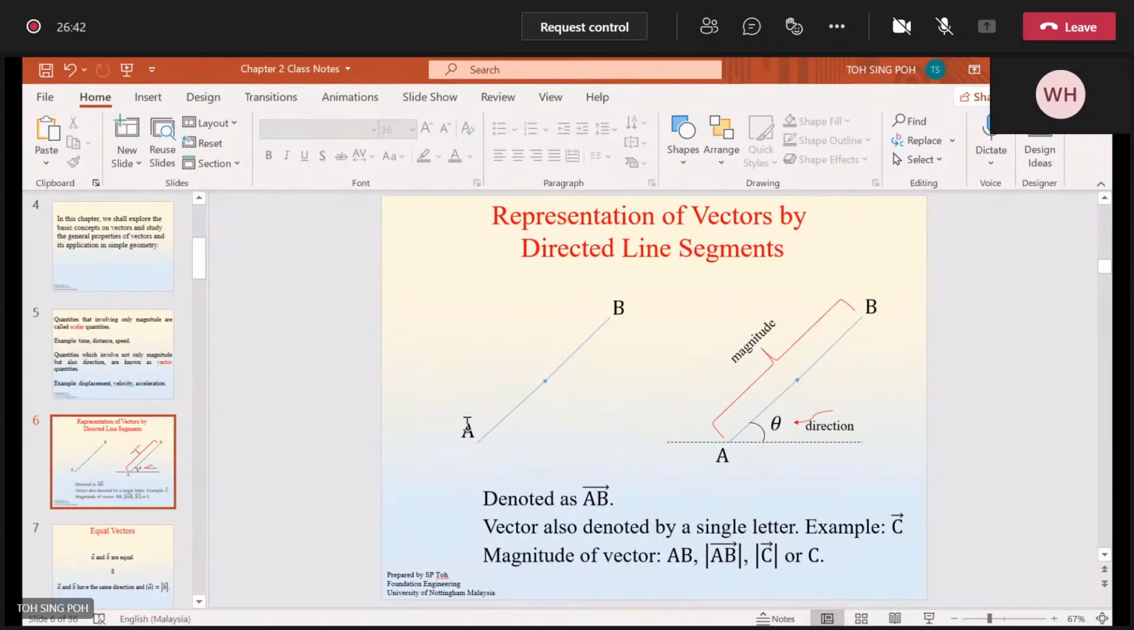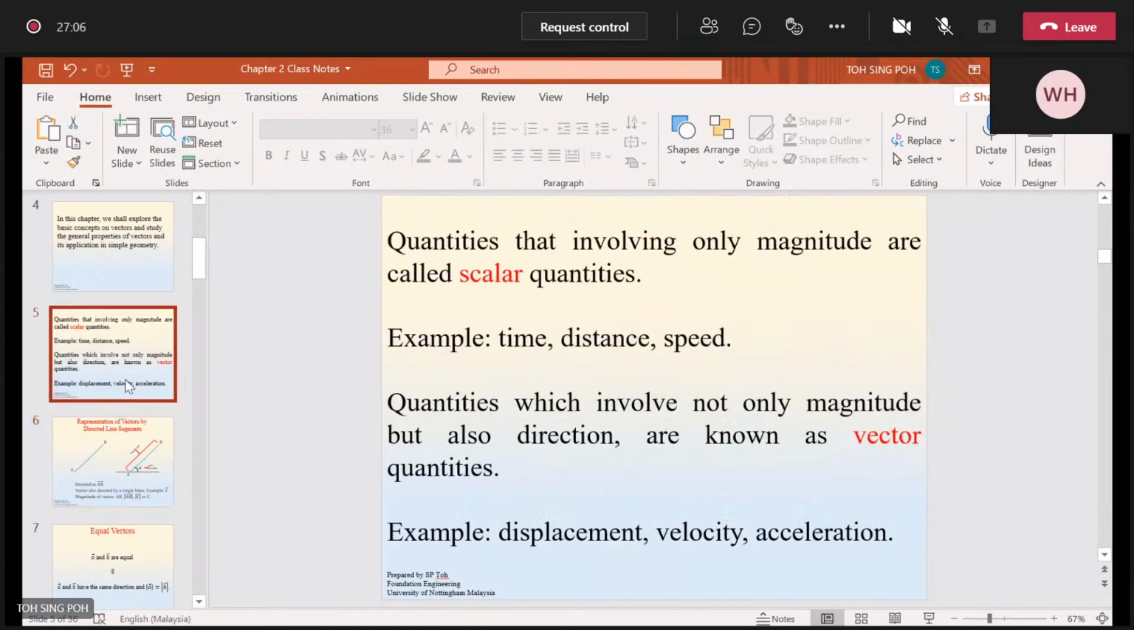Let's say from a point A to a point B, you draw a line. A and B denote the tail and the head of the vector. If you draw this line, the length of the line will represent the magnitude of the vector. And remember, a vector can be displacement, velocity, acceleration, force, or momentum.